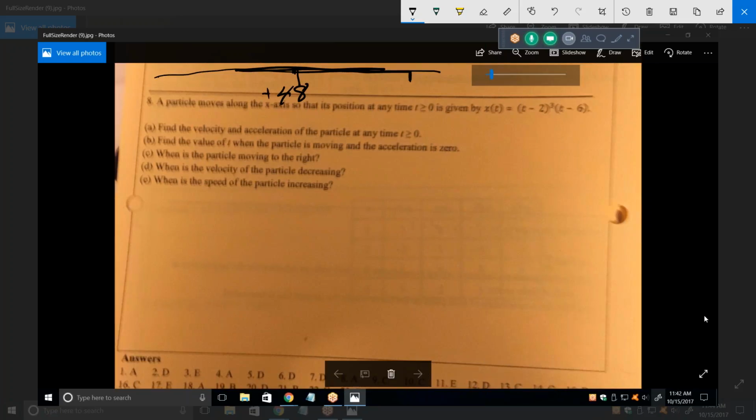Find the velocity and acceleration of the particle at any time after t equals 0. Well, velocity is what? What's the definition of velocity? It's the derivative of position. In this case, it's x prime of t. Yeah, so it would be. Let's figure out what that is.